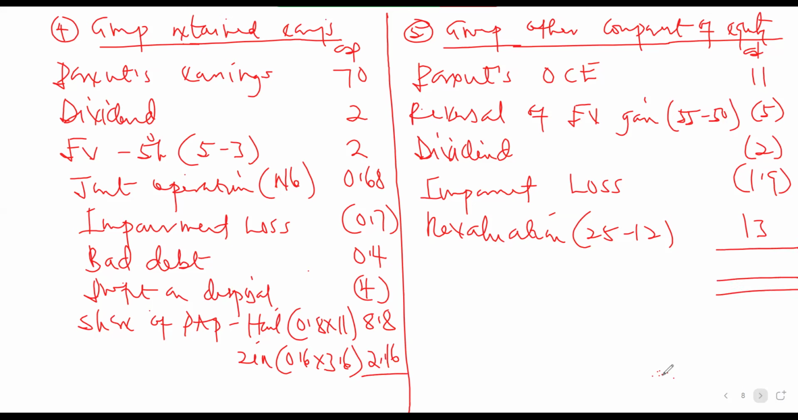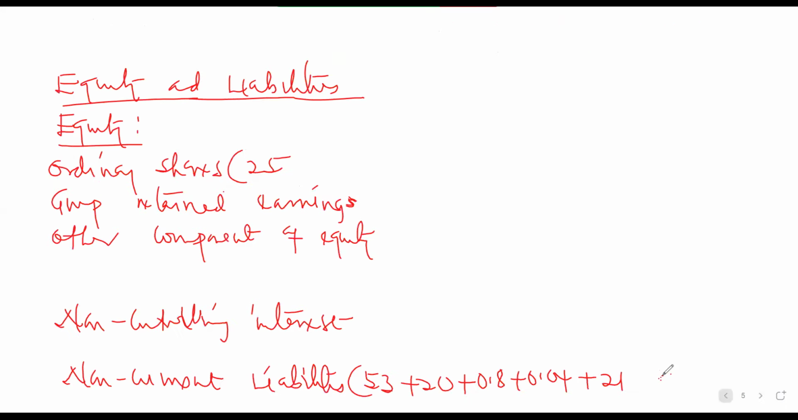So other components of equity will also be put together. 11 minus 5 minus 2 minus 1.9 plus 13. So we're having 15.1. So other components of equity, workings number 5, 15.1. This will give us 25.